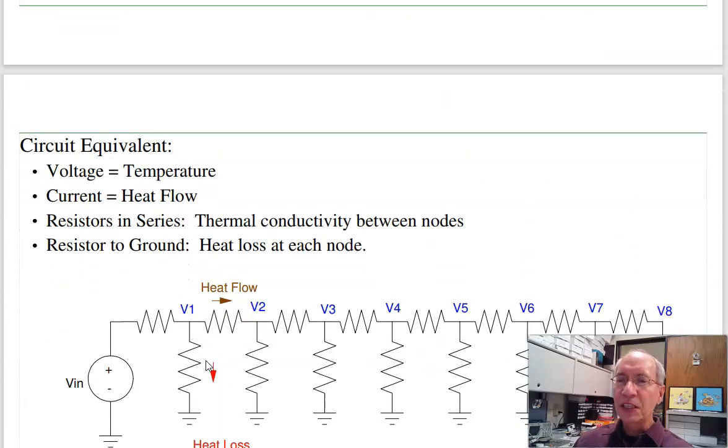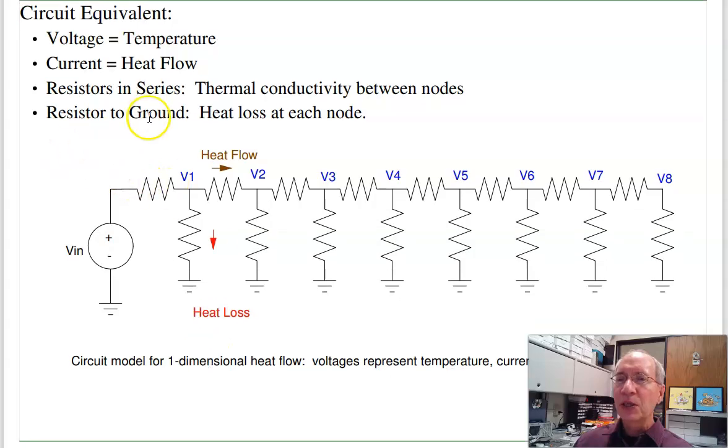So if I use the analogy that voltage means temperature, current means heat flow, then resistance is the resistance to heat flow, basically how well insulating it is. Then what I get is resistors in series are the thermal conductivity between elements, and resistors to ground are the heat loss of each element. So that soldering iron can be modeled as a resistor circuit like this. The nice thing about resistor circuits is these are easier to analyze, easier to build, easier to modify, and they satisfy the same equations as temperature. So by analyzing the electric circuit, I'm also analyzing the temperature and heat flow.